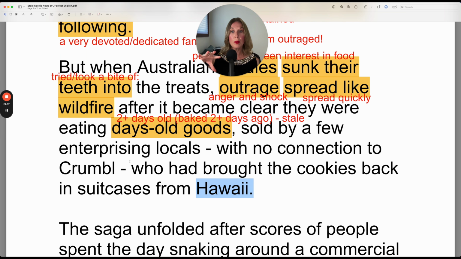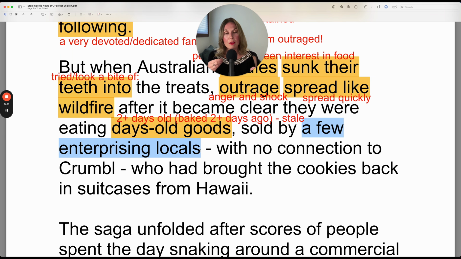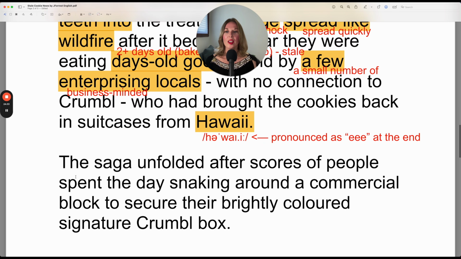So these people, a few enterprising locals flew to Hawaii, bought the cookies and brought them back and sold them to people for $17.50, even though they were days old. And notice my pronunciation of Hawaii. You have Hawaii, Hawaii. You have that yi sound at the end. Hawaii, Hawaii. Let's continue. The saga unfolded after scores of people.